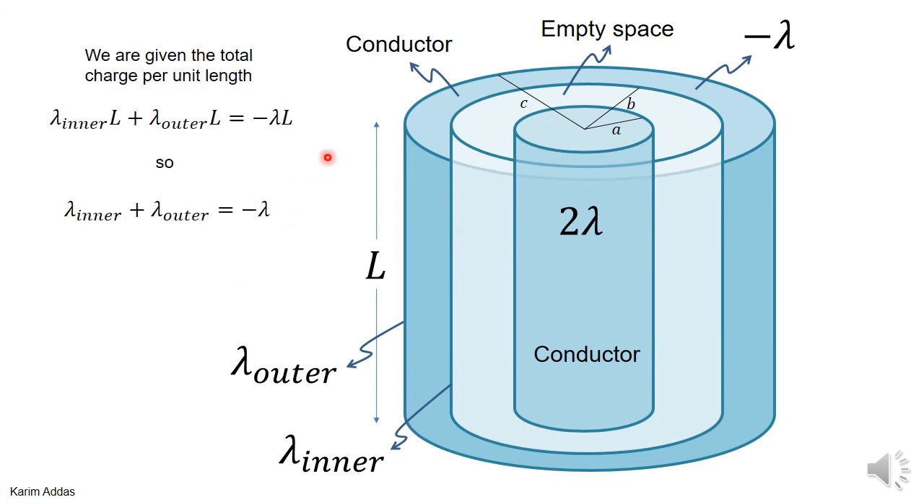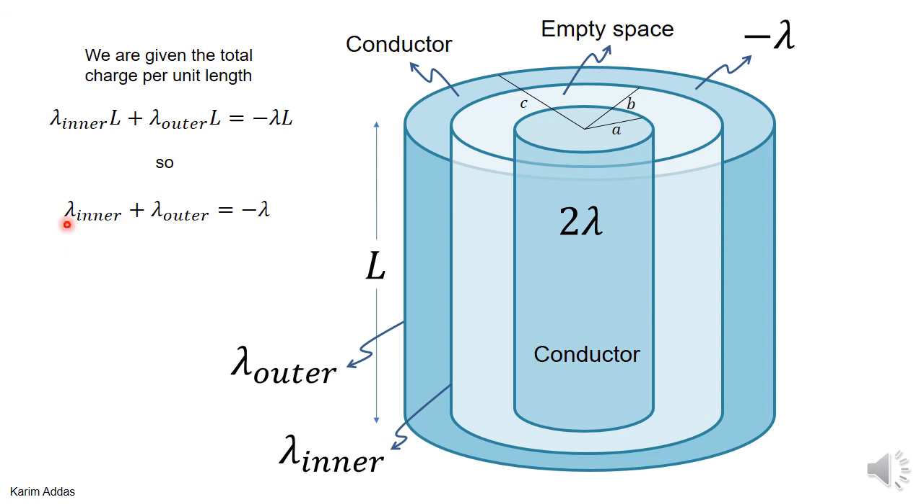Okay, and then we know that the total charge per unit length on both surfaces is minus lambda. So if you take a certain length L of this conducting shell, the total charge in the length L will be minus lambda times L, and some of that charge is on the inner surface and some is on the outer. So we know that lambda inner times L plus lambda outer times L has to be equal to minus lambda times L. That's given in the problem, but we don't know how much lambda inner is and how much lambda outer is. If you cancel the L's, you get this equation.